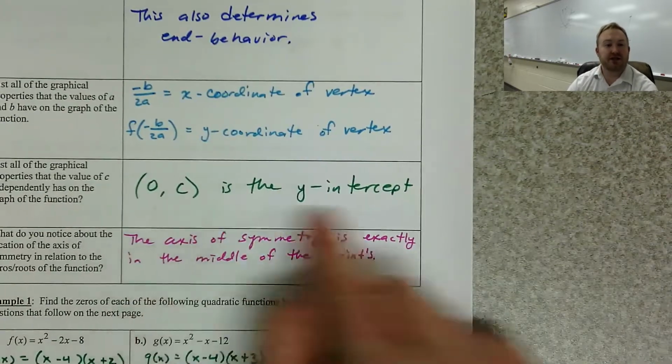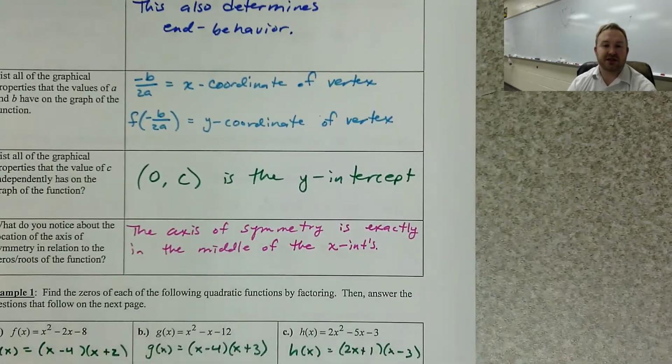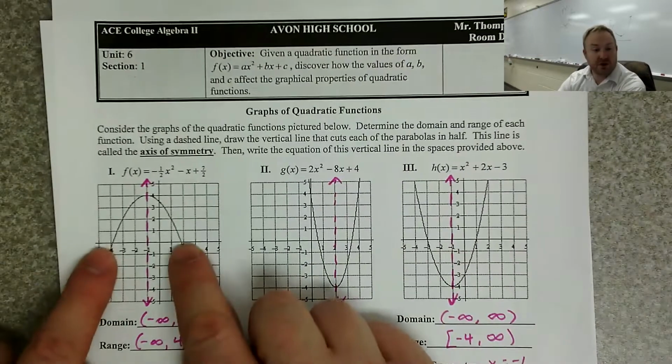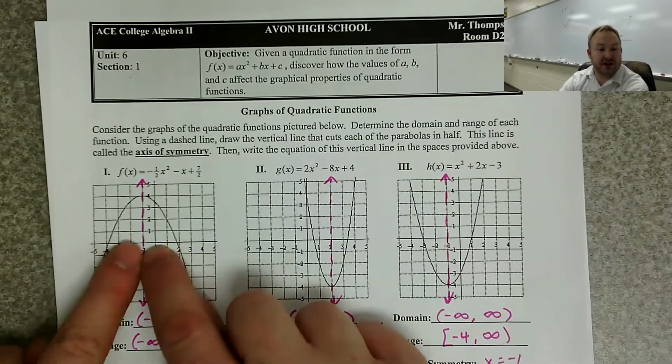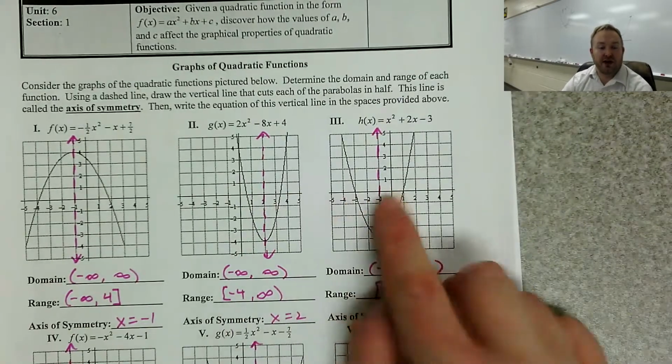(0, c) is the y-intercept, and there's one other thing here, which is that the axis of symmetry is always directly in the middle of the two x-intercepts. You can see that on each of these graphs. The two x-intercepts are evenly spaced on either side of that axis of symmetry, and that's true in each of these graphs.